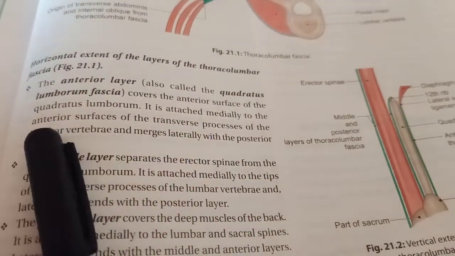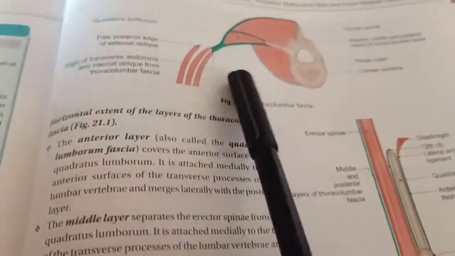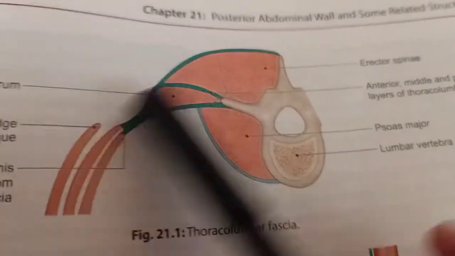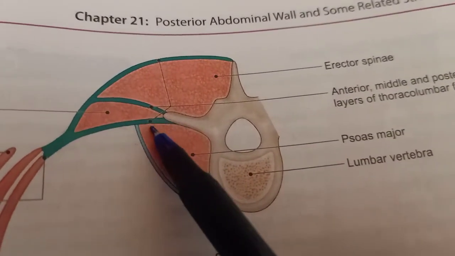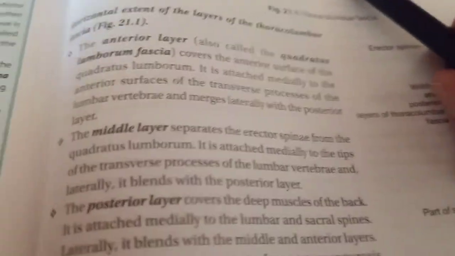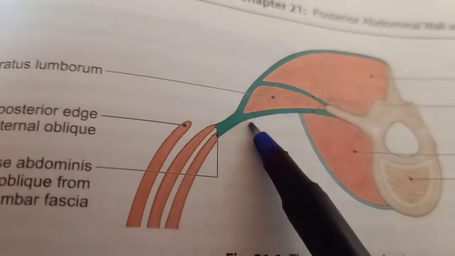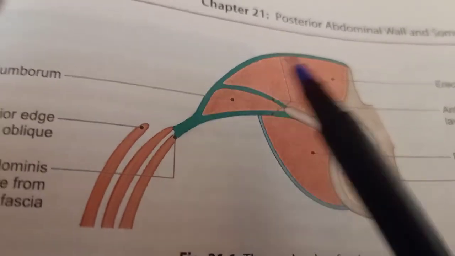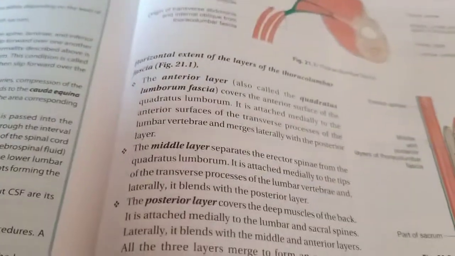It is attached medially to the anterior surface of the transverse processes of the lumbar vertebrae. This is the medial part, this is the lateral part. Laterally it merges with the posterior layer. So this was about the anterior layer.